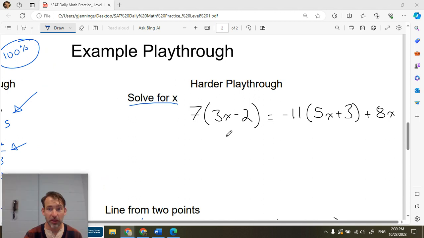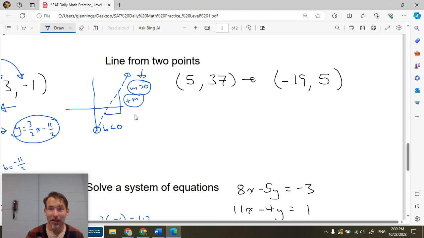And you'll see that with this harder playthrough, I just added more stuff here for my solve for x question. I have distribution to manage. I have like terms to collect, so it's harder. We'll try that in a second. The line from 2 points, you can use rational numbers or even radicals in there, and that would be beastly. But that you can save for another later week. For now, just make the points further apart, and it's going to tend to be harder.